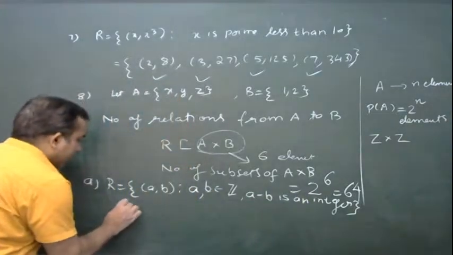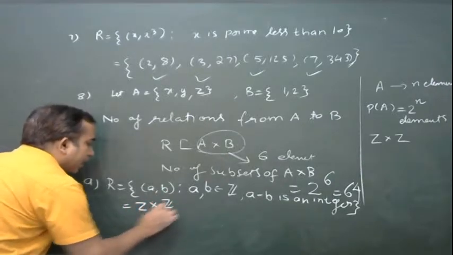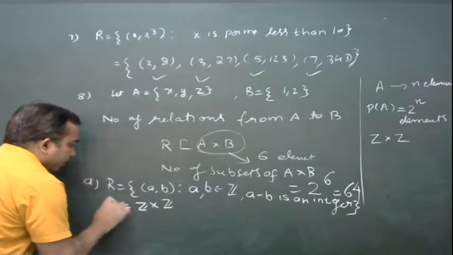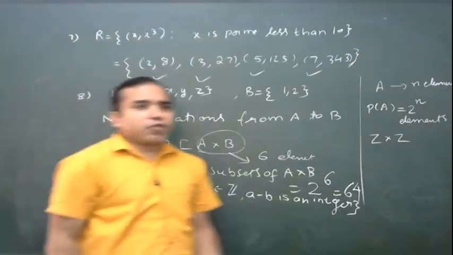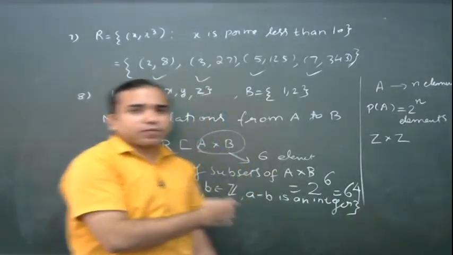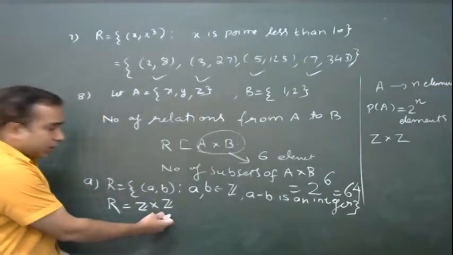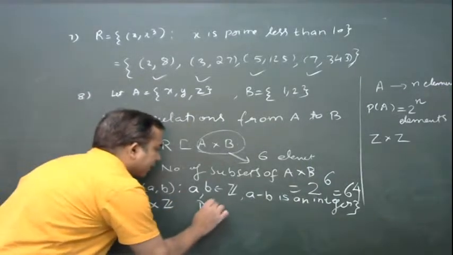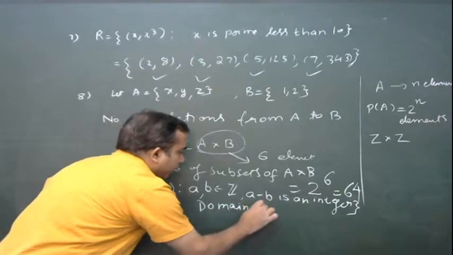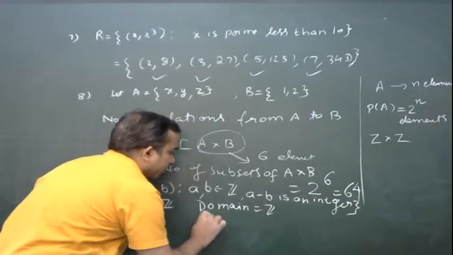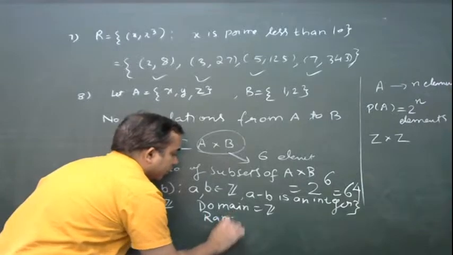So capital R is Z cross Z directly. Now if you want to write its domain, this is the first set. If you want to write the codomain, it is the second set, which is Z, and the range is also the entire set Z. So domain is Z, range is Z, and I hope it is the right answer. Already many of you have written the right answer.